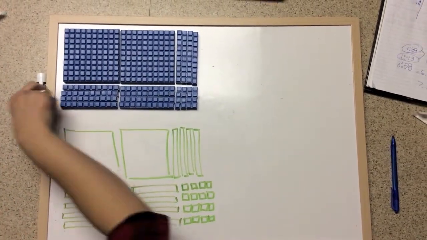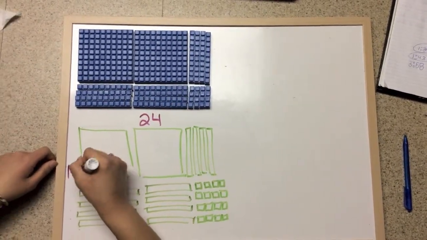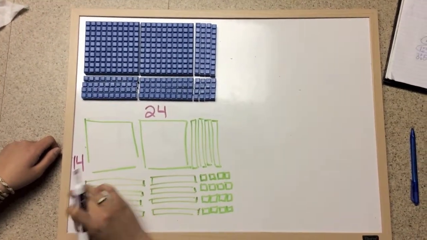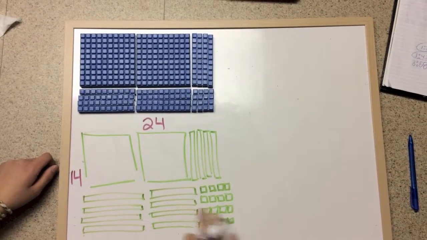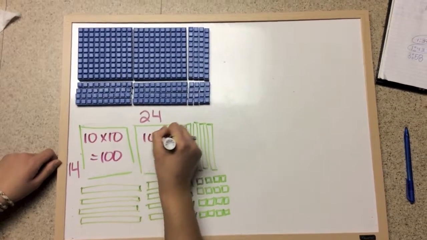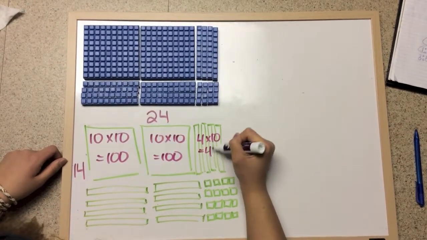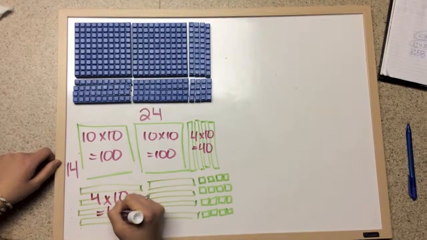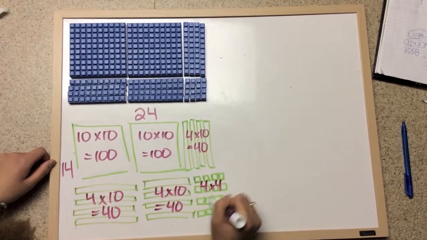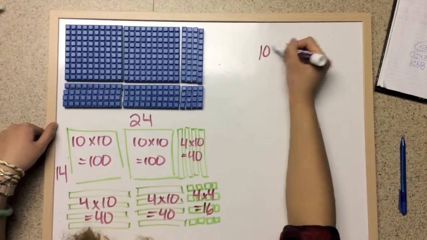And so going back, I had 24 at the top, 14 on the left side. And so I actually made partitions within my array to create 6 partial products, which are 1, 2, 3, 4, 5, and 6. So I had 10 times 10 equals 100, 10 times 10 equals 100. I had 4 times 10 equal 40, 4 times 10 equal 40, 4 times 10 equal 40, and 4 times 4 equals 16. And so I'm going to write down my partial products right on the side over here.